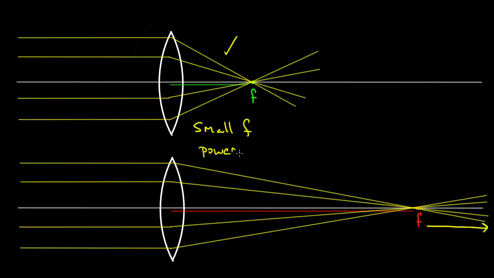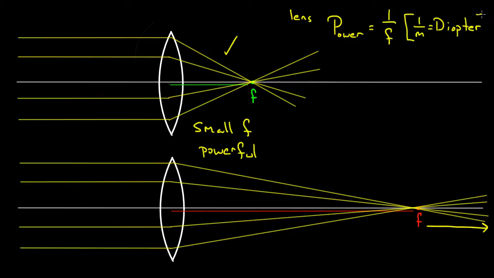So rather than talk about focal length, optometrists and ophthalmologists often talk about lens power. This isn't power like joules per second, this is lens power, which is defined to be 1 over the focal length. And so if you're using SI units, we'd have 1 over meters, and that's given a special name. That's called diopters. So 1 over a meter is called a diopter, and this is what optometrists and ophthalmologists use to measure lens power in. It's represented with a capital D.